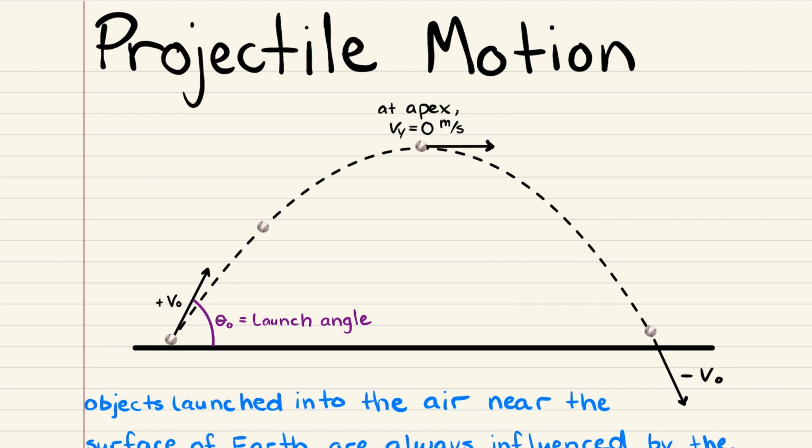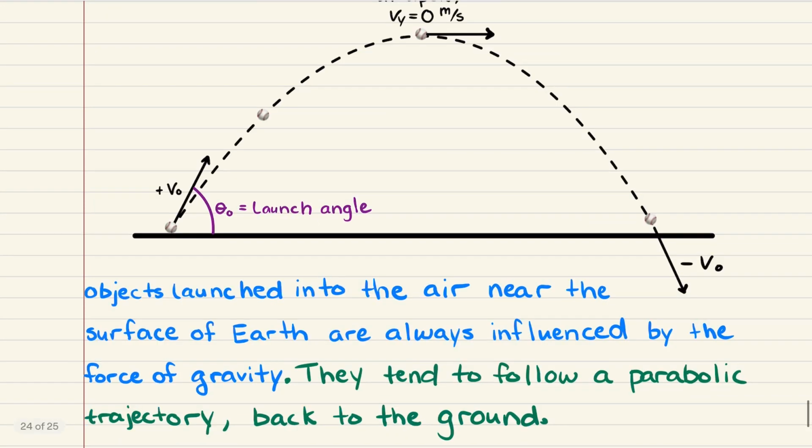Finally, let's talk about the full two-dimensional projectile motion problem, in which an object is launched at some launch angle from the horizontal ground into the air. Objects launched into the air near the surface of the Earth are always influenced by the force of gravity. So you can assume that its acceleration is constant, the negative 10 meters per second squared that we're used to.